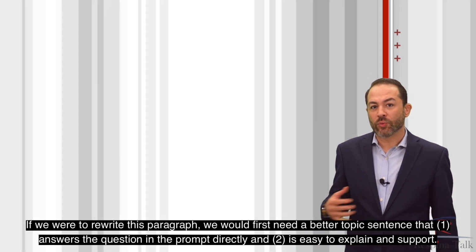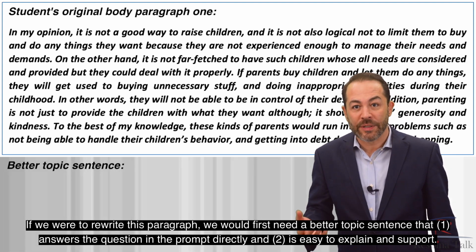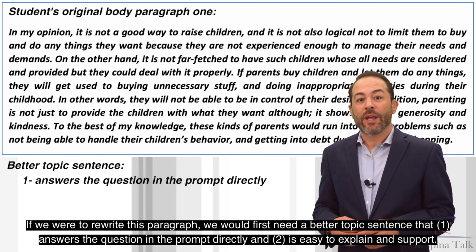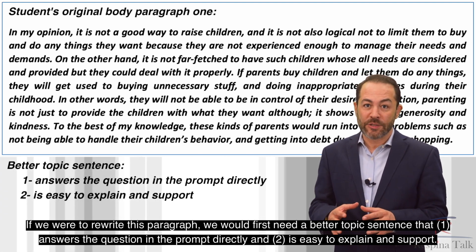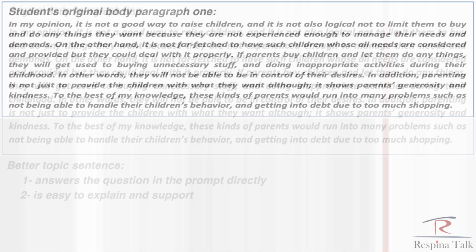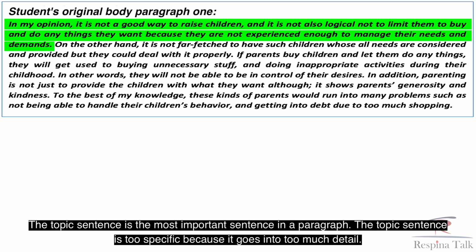If we were to rewrite this paragraph, we would first need a better topic sentence that 1, answers the question in the prompt directly, and 2, is easy to explain and support. Let's see how this paragraph could be rewritten. The topic sentence is the most important sentence in a paragraph. The topic sentence is too specific because it goes into too much detail.